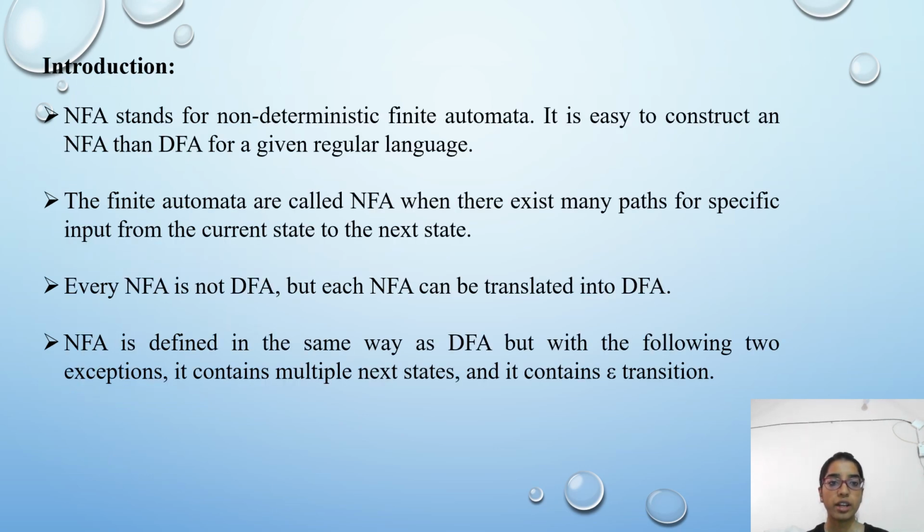Introduction. NFA stands for Non-Deterministic Finite Automata. It is easy to construct an NFA than a DFA for a given regular language. The finite automata are called NFA when there exist many paths for a specific input from the current state to the next state. Even though NFA is not DFA, each NFA can be translated into DFA. NFA is defined in the same way as DFA, but with the following two exceptions: it contains multiple next states and it contains epsilon transition.